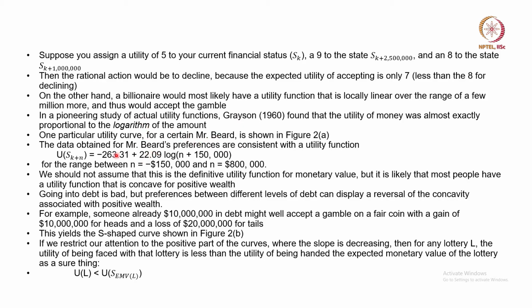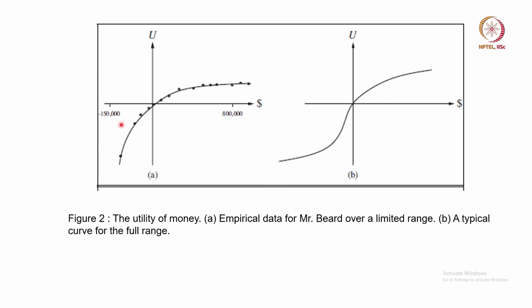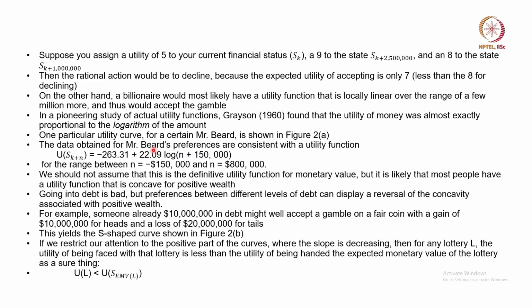One way of modeling utility functions, the utility of money, is by taking the logarithm of the amount. So you get a curve like this. In this limited range, what would be the utility of the money is what is given here, and it's a concave curve. You find that most people go in for this type of concave curve. But it depends on the range in which you are working.